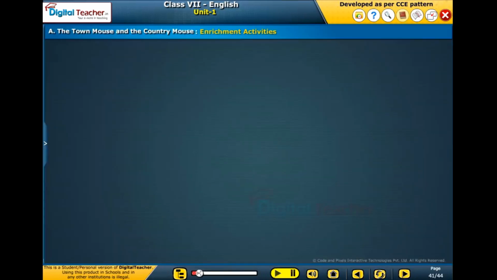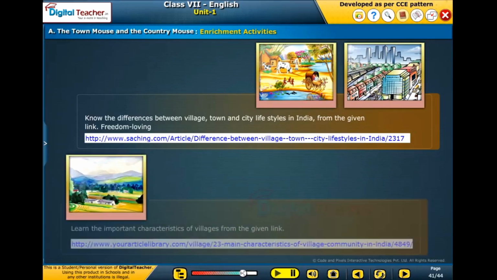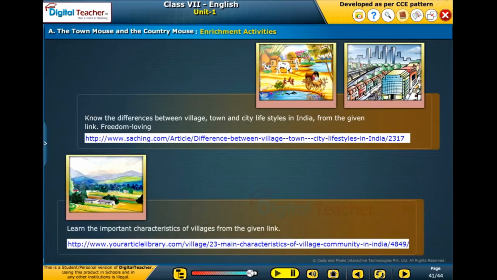Enrichment activities. Know the differences between village, town and city lifestyles in India from the given link. Freedom loving. Learn the characteristics of villages from the given link.